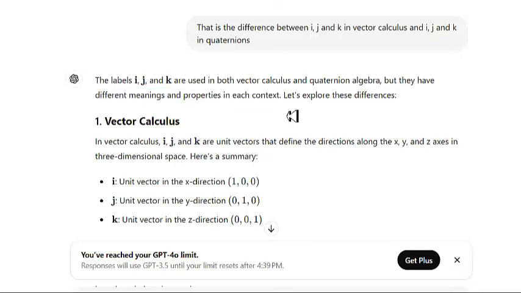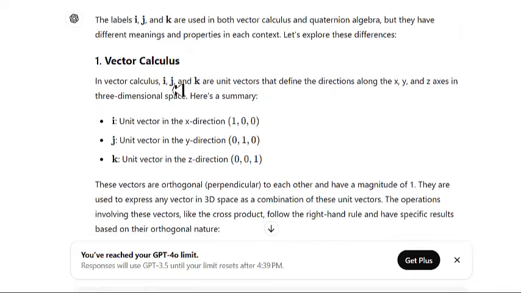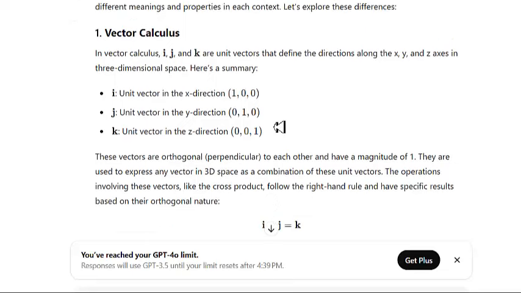Okay, so let's explore these differences. In vector calculus, i, j, and k are the unit vectors that define the directions along the x, y, and z axes in three-dimensional space. So i is the unit vector in the x direction, which was shown in the paper that I showed you. j is the unit vector in the y direction, and k is the unit vector in the z direction. You can think of them as 1 by 3 matrices. If I were going to implement this as a matrix, it would be a 1 by 3 matrix.